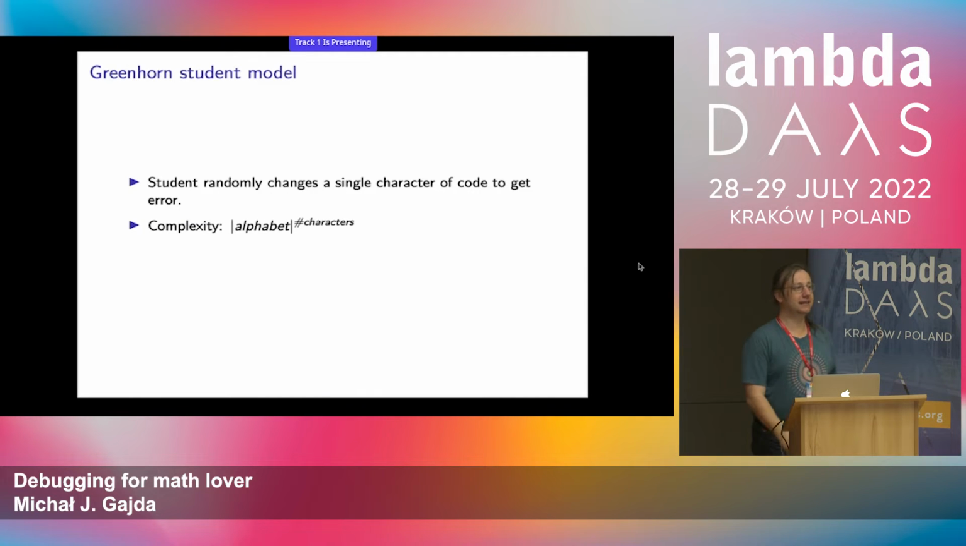And of course, the complexity is atrocious. So we have something like alphabet to the power of the number of characters possibilities. It's just that the search space is atrocious. You have to reduce it. You have to split it in halves, in smaller parts, to really find the error where it is.